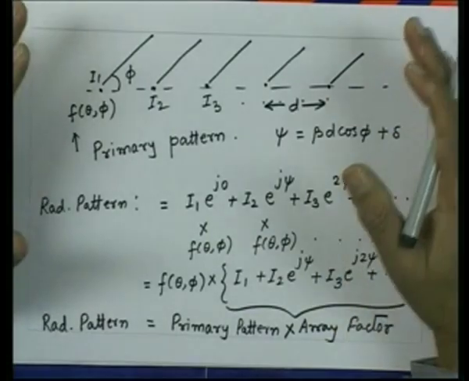So, even if we have antenna elements which do not have isotropic radiation patterns, but the elements are identical, that means their primary radiation patterns are the same, we can still treat the array to be an isotropic element array, and whatever radiation pattern we get, that we call the array factor. Finally, we multiply that array factor by the primary radiation pattern of the antenna element.